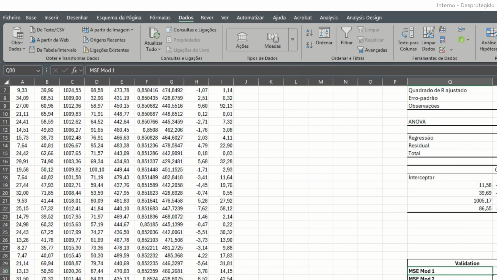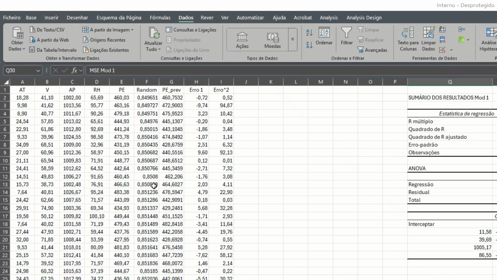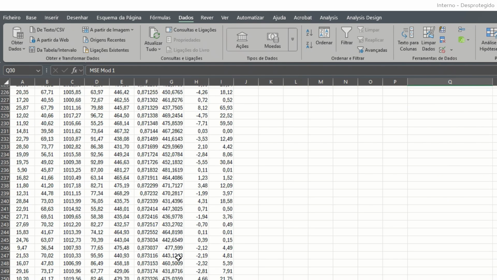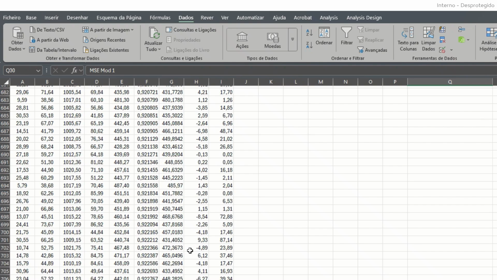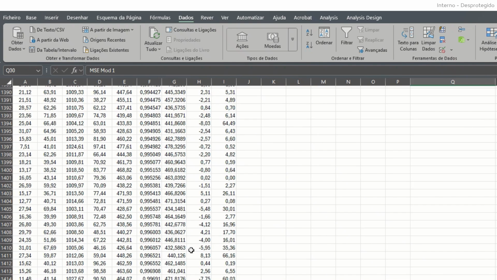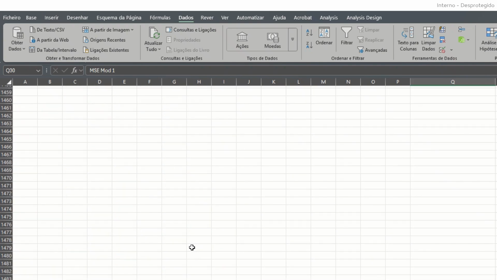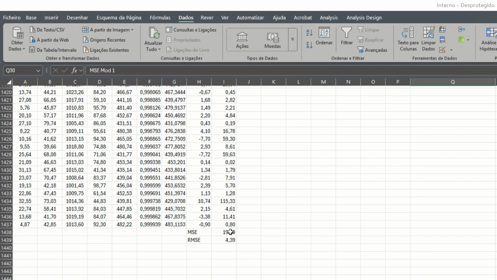During the test of the model, we obtained a mean squared error of 19.29 and a square root of 4.39.